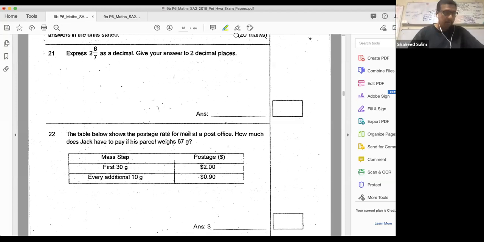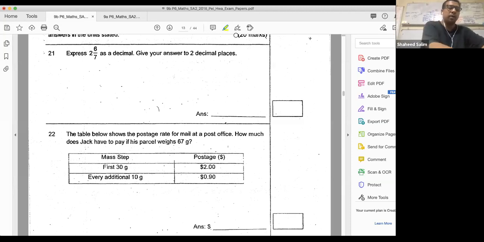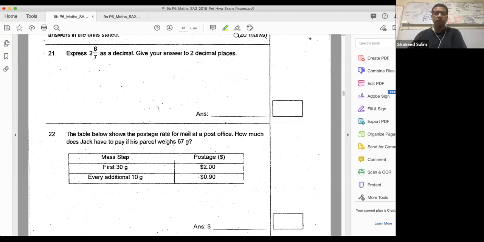Hannah, what's your answer to question 21? This is paper one, section B, so no using a calculator for this one. We'll wait for the other two, Shafika and Raihana.